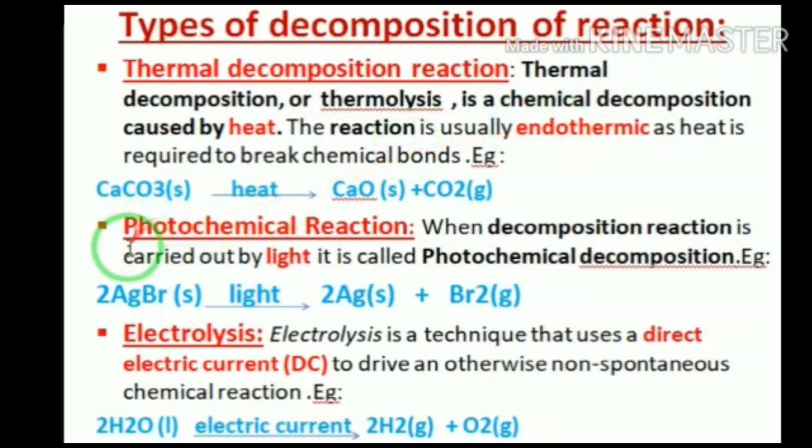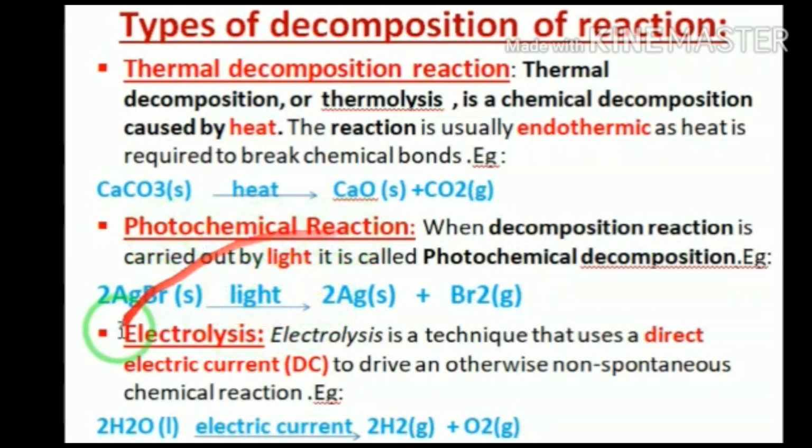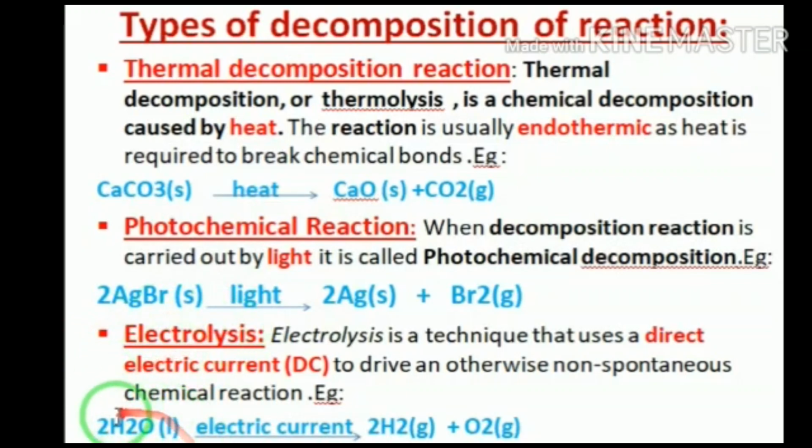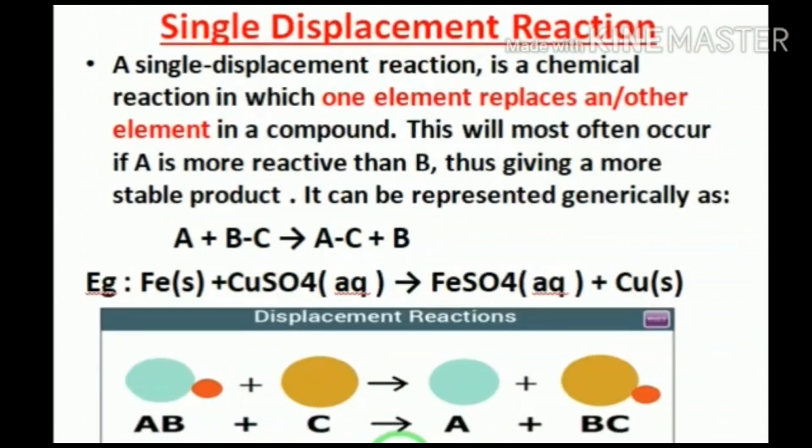Next one, photochemical reaction. This is the decomposition reaction which takes place in the presence of light. अगर कोई decomposition reaction light के presence में हो रहा है, then it is known as photochemical decomposition reaction. Let's come to the next one, that is electrolysis. So what is electrolysis? If any decomposition reaction takes place in the presence of electric current, then it is known as electrical decomposition reaction. Like over here, H2O breaks in the presence of electric current into hydrogen and oxygen molecules. Now go to the next one. What is there? There is single displacement reaction.